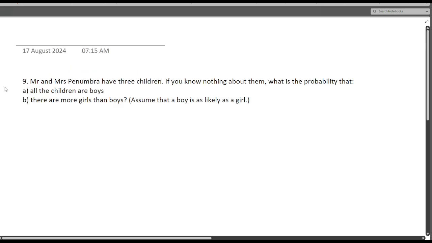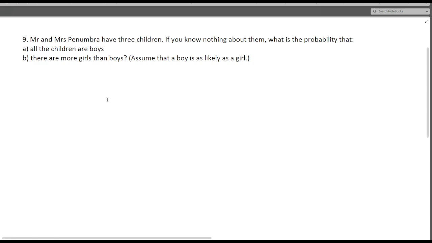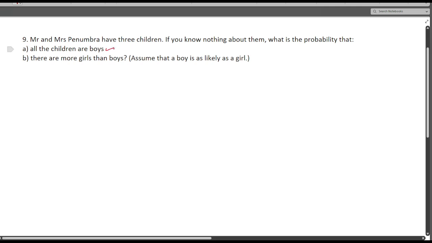Now 9th question. Mr. and Mrs. Numra have 3 children. If you know nothing about them, what is the probability that all the children are boys? Now, the possibility that a child is a boy or girl is 1 by 2. So all the three children are boys. Its possibility is going to be 1 divided by 2 times 1 divided by 2 times 1 divided by 2, which is 1 divided by 8.